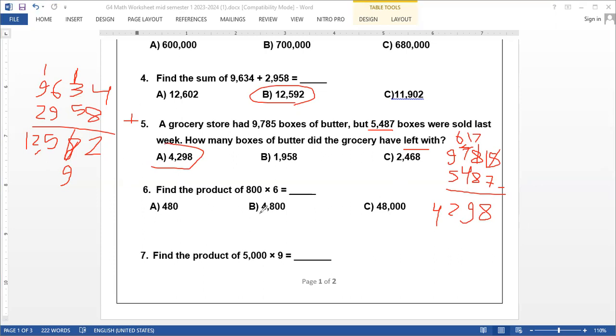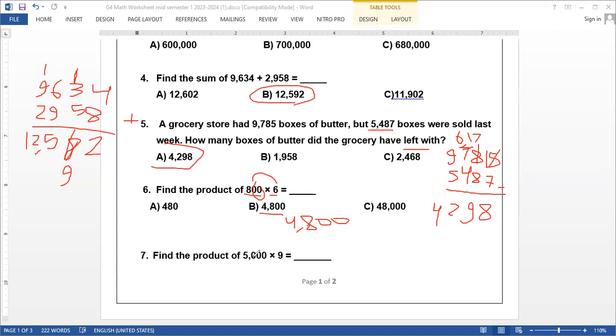4,298. Find the products. When you multiply by multiples of 10, you can ignore the zeros. You multiply normally. 6 by 8 is 48. And we bring the 2 zeros down. Now, the answer is 4,800.